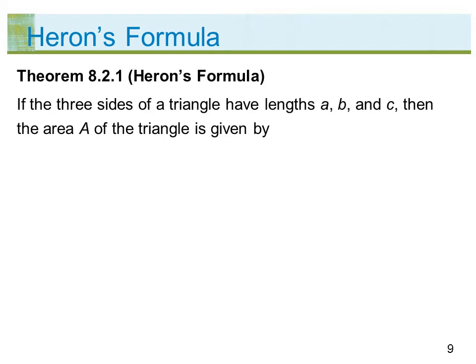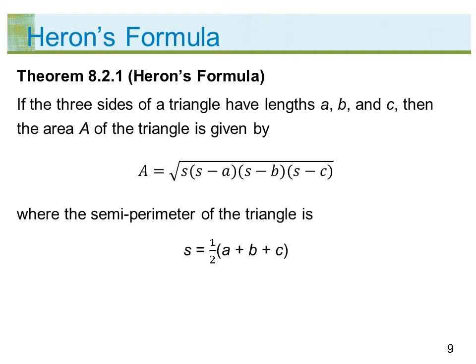Theorem 8.2.1, Heron's formula. If the three sides of a triangle have lengths A, B, and C, then the area, capital A, of the triangle is given by area equals the square root of S times the quantity S minus A times the quantity S minus B times the quantity S minus C, where the semi-perimeter of the triangle is S equals 1/2 the sum of A plus B plus C.